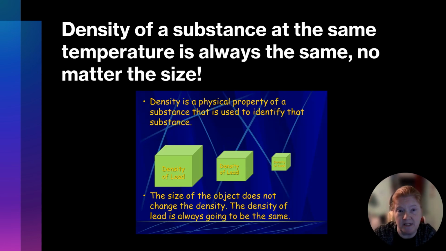For a particular substance, the density will be the same at the same temperature, no matter how big the piece is. So you could have a small piece of copper, a large piece of copper, and a gigantic piece of copper, and they would all have the same density at the same temperature.